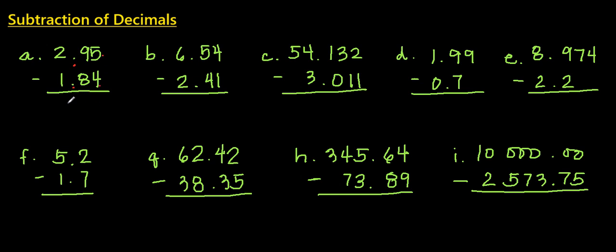So subtract 5 with 4, you'll get 1. 9 minus 8 is also 1. Copy the decimal point. 2 minus 1 is 1. So the final answer is 1.11.